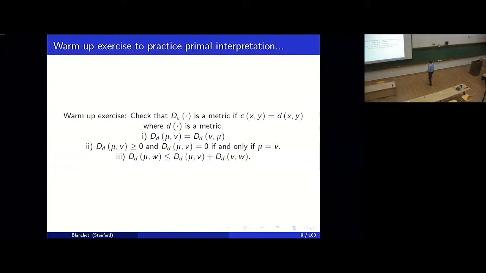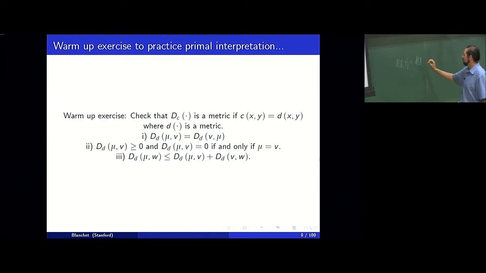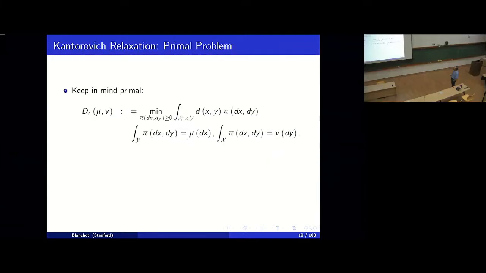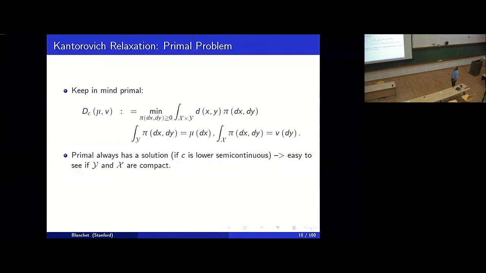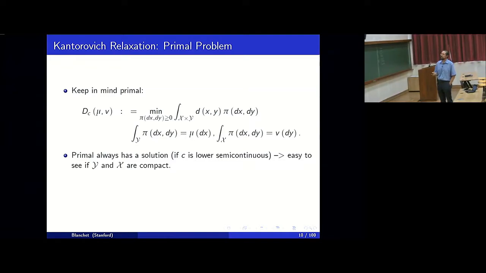Then that gives you that the distance between x and y is less or equal to the distance between x and z, where z follows distribution v, plus the distance between z and y. The idea of this observation is simply finding this random variable z, which can always be found conditionally, and for every z, just sample x and y. Keep in mind that this is the primal problem, and it always has a solution if c is lower semi-continuous. We're going to see the proof technique for this in the case of x and y compact.